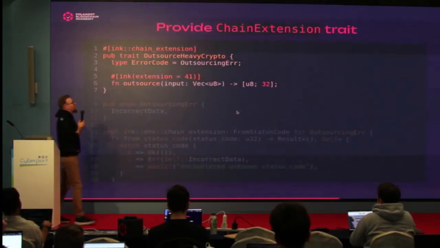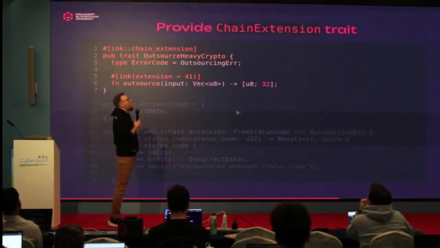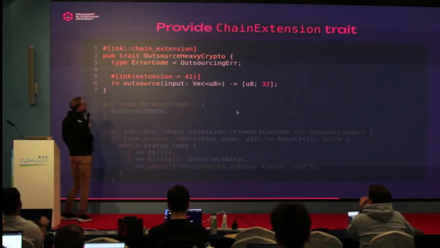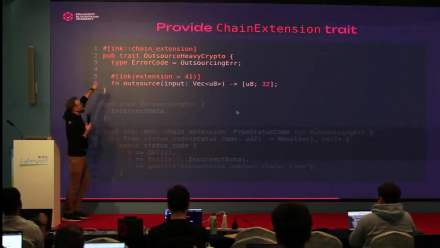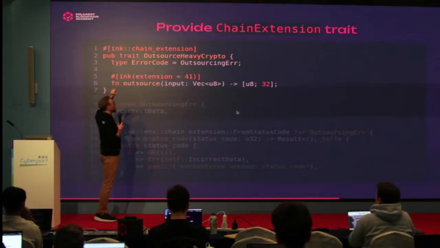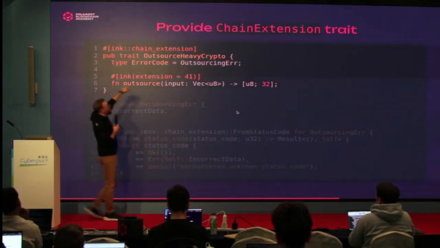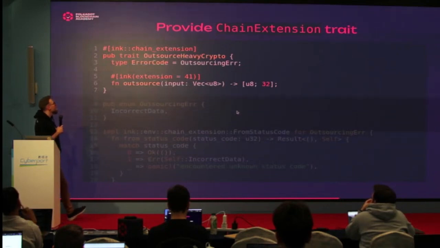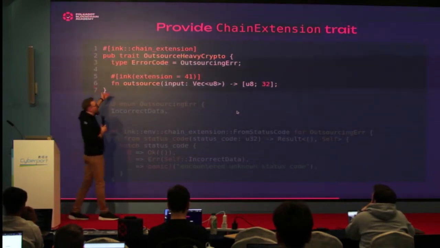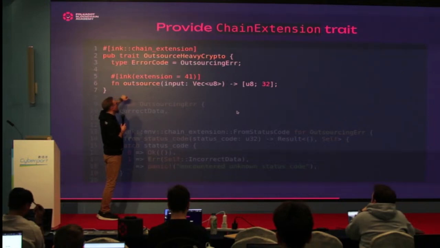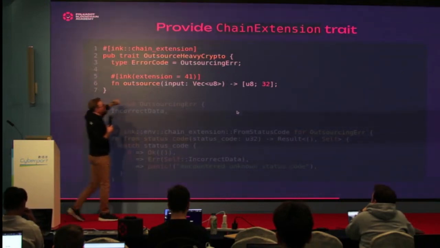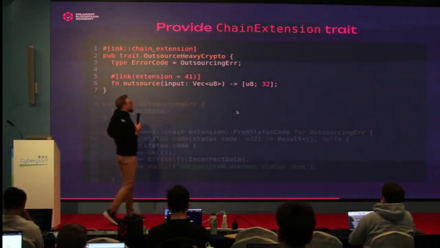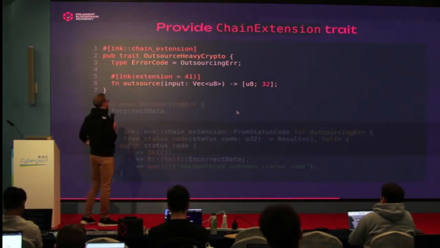The thing is that every chain extension, every method that is exposed especially to contracts, is exposed with a trait. A trait that is marked with the chain extension macro. Here we have some error enum that will explain all the bad statuses, and a collection of methods that a contract can use. So for example, there is a single method called outsource that takes some bytes and returns an array of bytes. For example, a hashing.